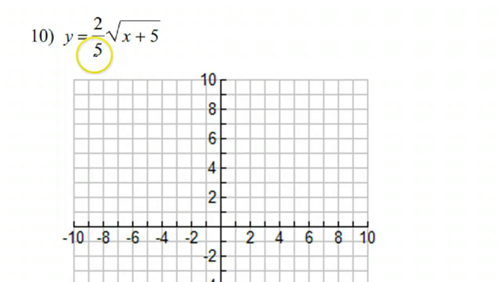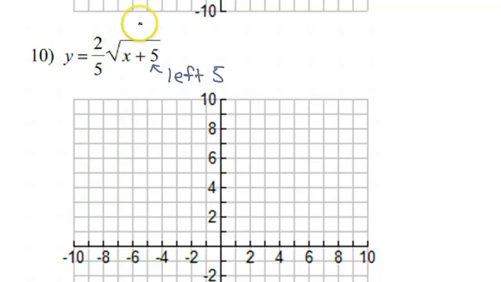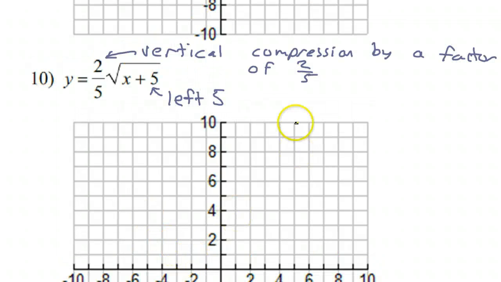Okay. Last one. For number 10, we have 2 transformations. We have a nice simple +5 on the inside, which will be a translation that is left 5. This a value, this multiplier in the front, again is going to be a rather ugly vertical compression. This is less than 1, so that won't be a stretch, it is a vertical compression. Vertical compression by a factor of 2/5.